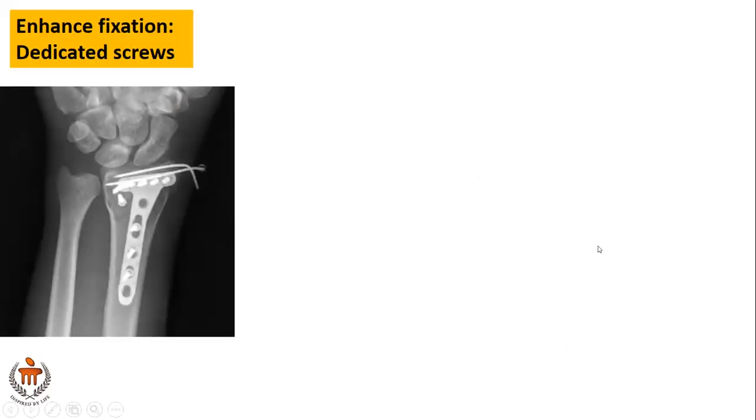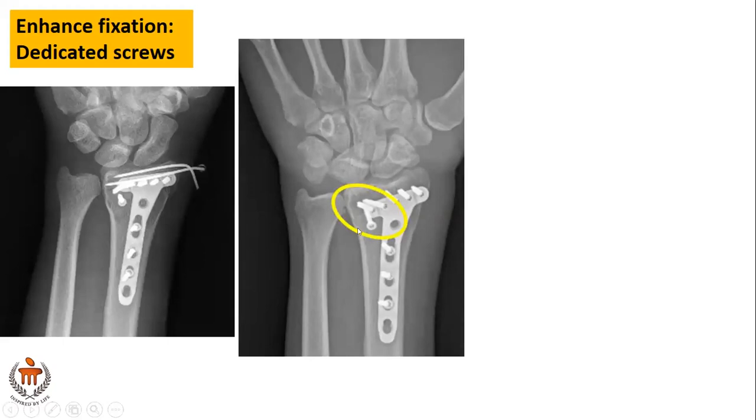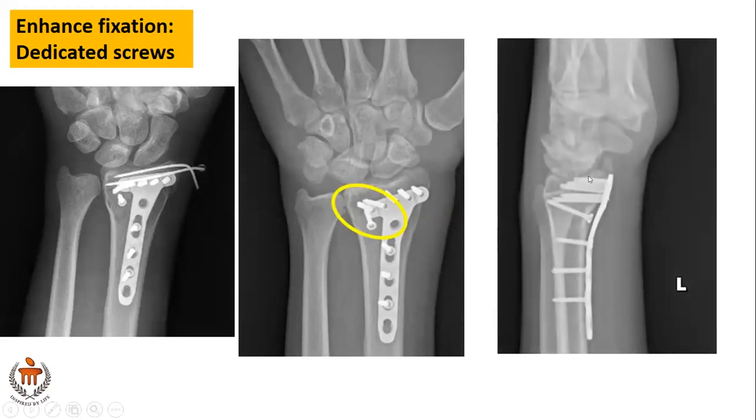To enhance this fixation, sometimes we put a dedicated screw to this fragment and make sure at least two screws go into these lunate facet. That's very, very important so that you hold it up and nicely fix it. If required, put in another extra screw like this, a lag kind of a screw. Or sometimes I would put a wire here, hold it and maybe remove it at 3 weeks. So these are the ways you need to hold that fragment.